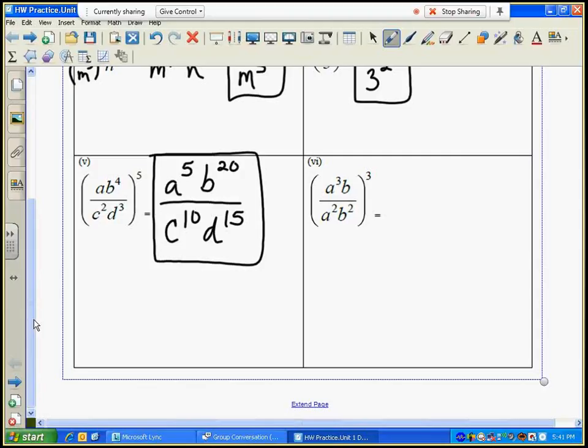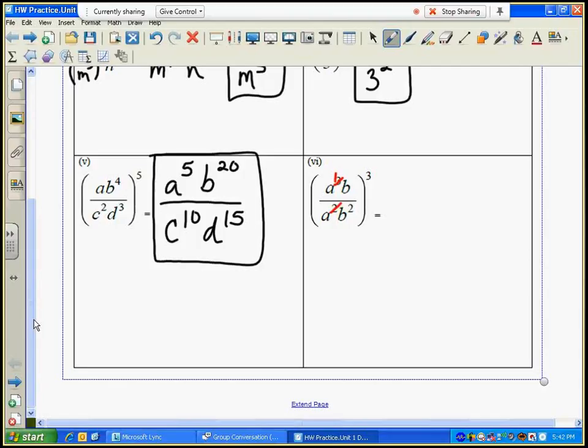Last example, the 6th. As we look inside these parentheses, you can see that there are some things that we can simplify. In other words, there are 2 bases that are a's and 2 bases that are b's. As we look at the bases that are a's, we have 3 minus 2. That means you're going to have a to the 1st on top.